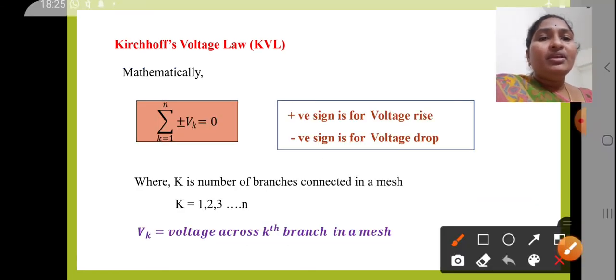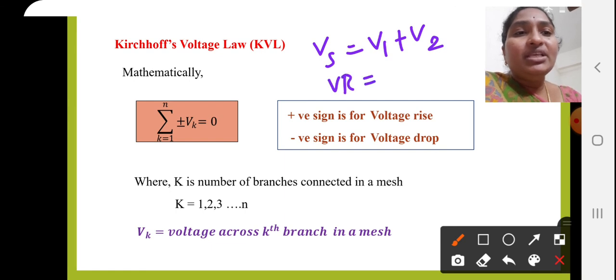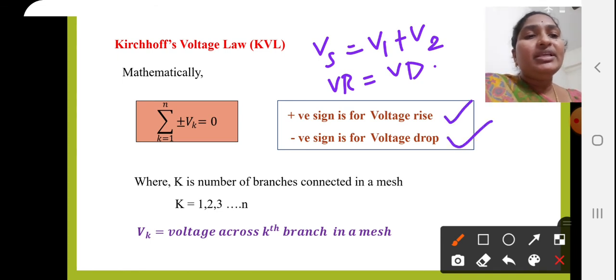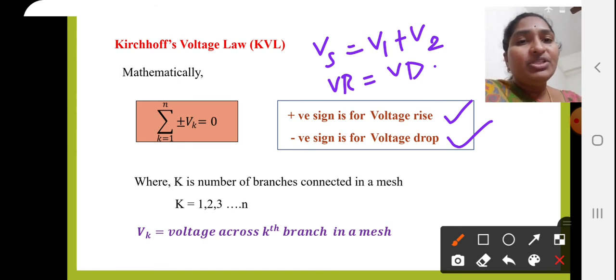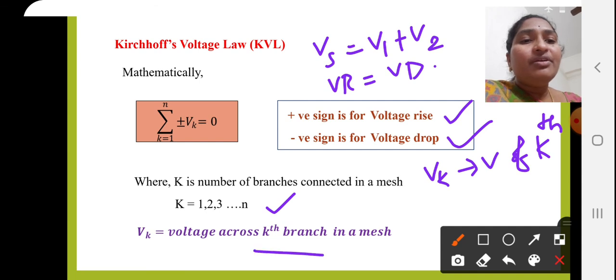Next, from the Kirchhoff's voltage law expression, we have Vs is equal to V1 plus V2. That is, voltage rise is equal to voltage drops. Positive sign is taken for voltage rise and negative sign is taken for voltage drop. So mathematically that algebraic expression can be written as summation k equal to 1 to n, plus or minus Vk, is equal to 0. What is Vk here? k equal to 1 to n are the number of branches and Vk is the voltage of the kth element in a branch.